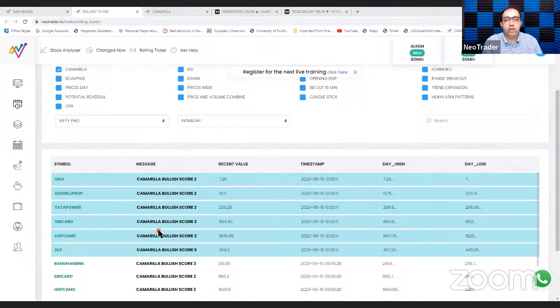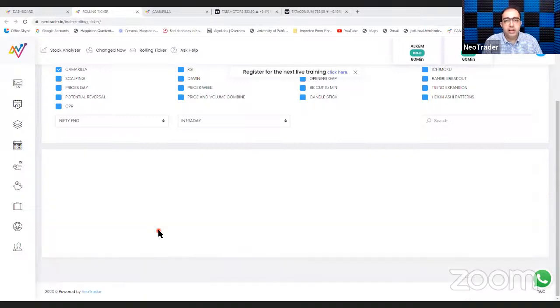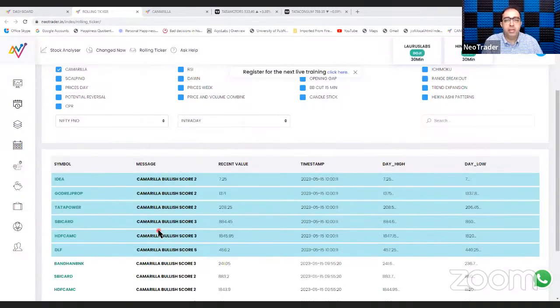Camarilla Pivot बहुत easy tool है. सिर्फ आपको जानना है कि कौन से इंपॉर्टेंट लेवल्स पर ध्यान देना है, जिसे मैंने कवर किया है. और न्यू ट्रेडर के जरिए आप ये चीज आसानी से कर सकते हैं. आसानी से आप जान सकते हैं कि कौन से इसमें.